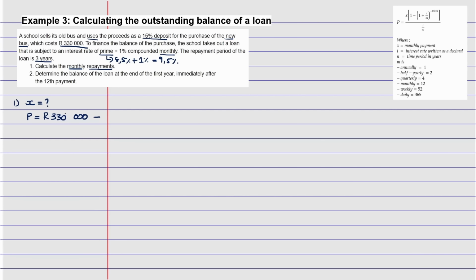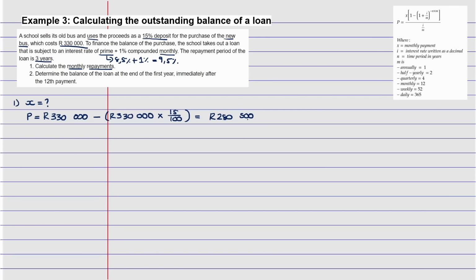But from that 330,000, we're going to take out 15% of that amount. So it's going to be 330,000 multiplied by the deposit. That is why we're subtracting it. So it's going to be multiplied by the 15% deposit, so 15 divided by 100, right? So the actual amount that the school is taking out is going to be this. Put it into the calculator. So the school is going to take out a loan of 280,000, right?